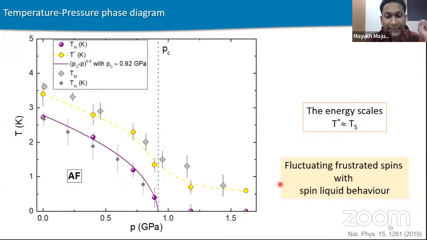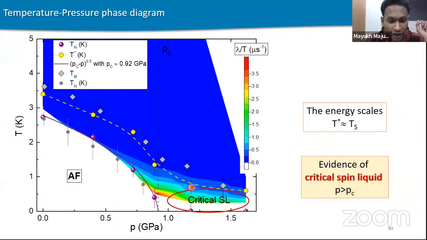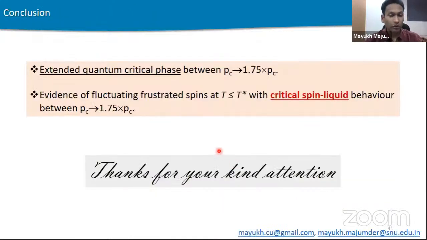And that further indicates that in that particular high pressure regime, below the characteristic temperature T star, you have spin liquid type of behavior. And combining these two, what we have found is that around that particular pressure range, of course, you have quantum critical behavior, but this range of pressure also gives you the idea that you have critical spin liquid type of behavior in that extended quantum critical phase.